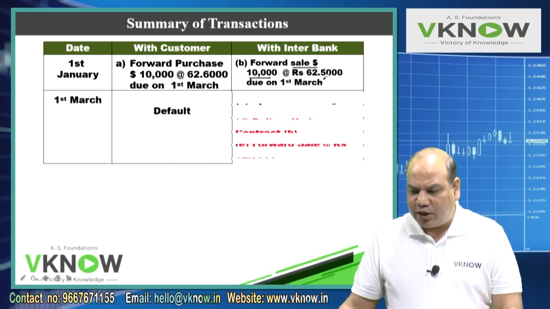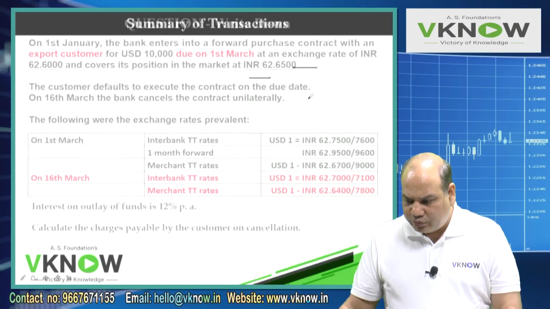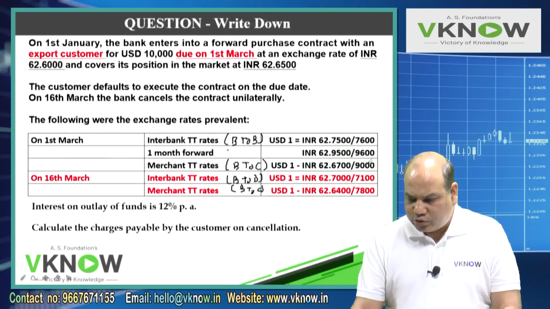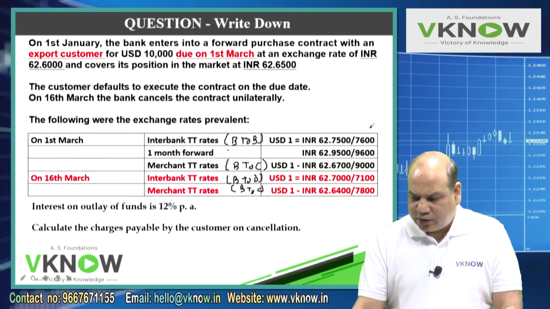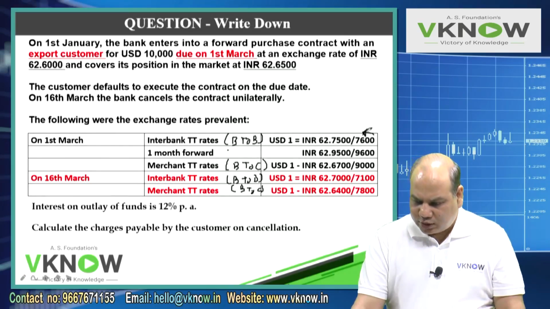So if this bank wants to buy, what will the interbank want to do? Interbank would want to sell. This bank would buy spot dollars so that it can sell $10,000 under the forward contract. So this rate will be applicable.